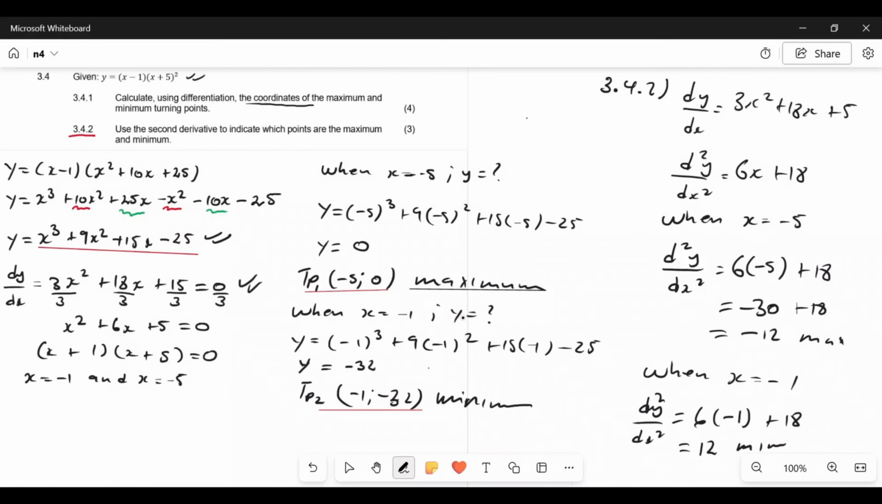So that was question 3.4.2. I hope you guys managed to understand this. Remember, when you are checking for the turning point, which one is maximum, which one is minimum, use the second derivative, and then you substitute these x values of the turning point into the second derivative. If it gives you negative, just know it's maximum. If it gives you positive, just know it's minimum. Right, people, we are done with this question. Let's go and do question 3.5.